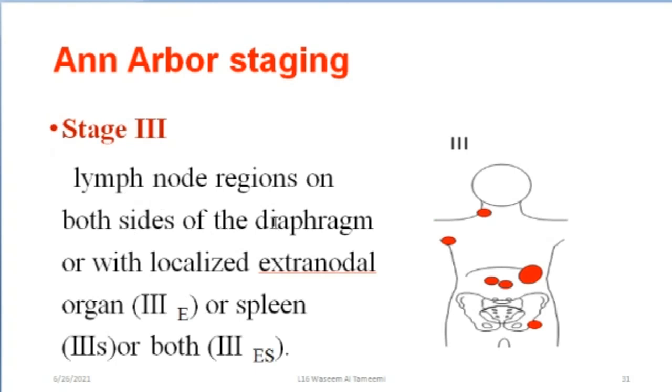Stage 3 is lymph node regions on both sides of the diaphragm. See, above the diaphragm and below the diaphragm, so I call it stage 3. If there is extranodal involvement I add E, stage 3E. If the spleen is involved I call it stage 3S, and if there is both spleen and extranodal involvement, stage 3ES. The most important thing in stage 3 is that I have lymph node or lymphoid tissue regions above and below the diaphragm.